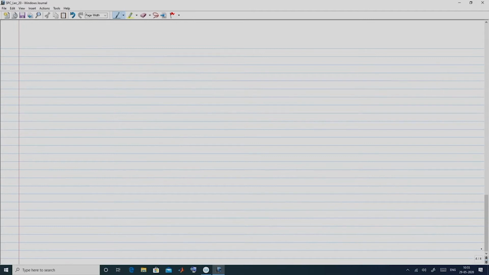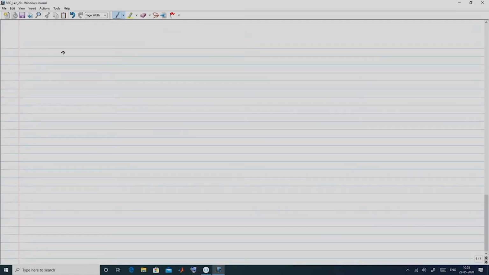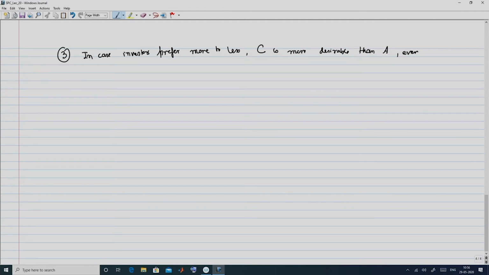All right. So, one more observation that I want to make, the third observation, is that in case investors prefer more to less, C is more desirable than A, even though C is inefficient.